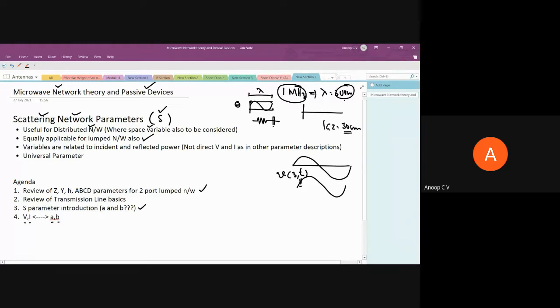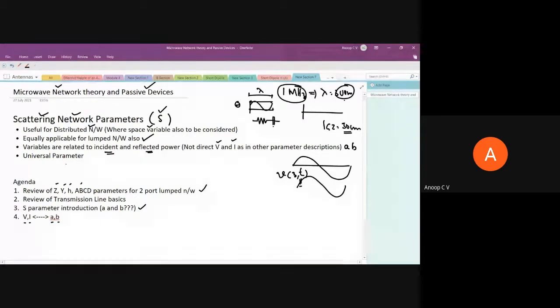So that will help us convert from S parameters to other parameters. Unlike the normal Z, Y, H, ABCD parameters, here the parameter variables are not voltage and current. Instead, the variables are A and B, which are related to incident and reflected power. I'll explain what that is.